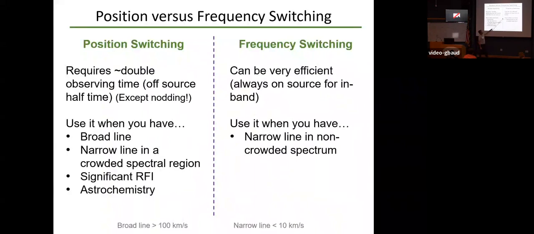Frequency switching is good because it can be very efficient. You're always on source for in-band frequency switching. And you want to use this when you have a narrow line in a non-crowded spectrum. So for CO observations at 115 gigahertz, most people use frequency switching. In places of the spectrum where you have only a few lines and you know exactly what to expect from them, use frequency switching if it's narrow. If it's broad line or if it's a crowded region, use position switching.